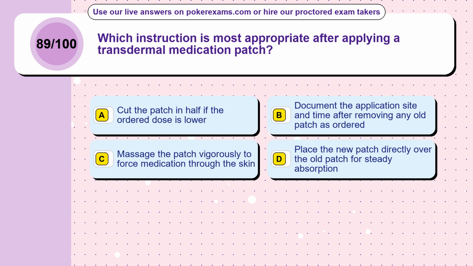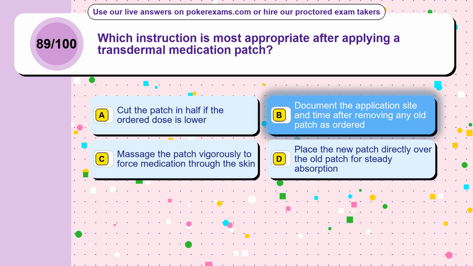Question 89. Which instruction is most appropriate after applying a transdermal medication patch? Option A. Cut the patch in half if the ordered dose is lower. Option B. Document the application site and time after removing any old patches ordered. Option C. Massage the patch vigorously to force medication through the skin. Option D. Place the new patch directly over the old patch for steady absorption.